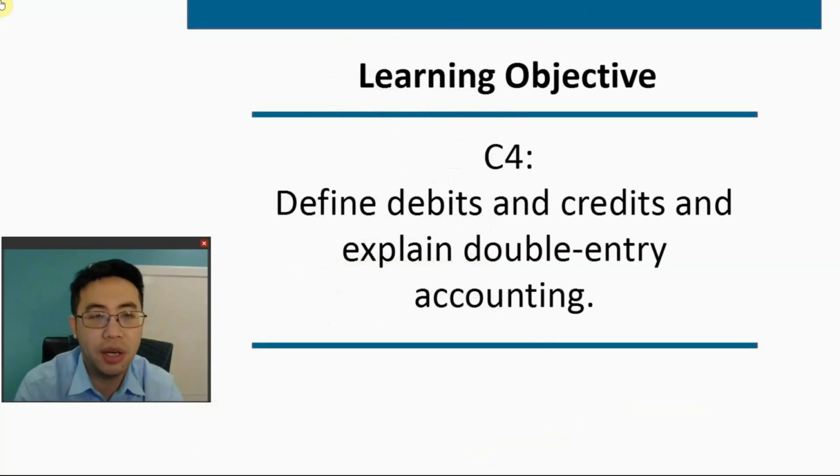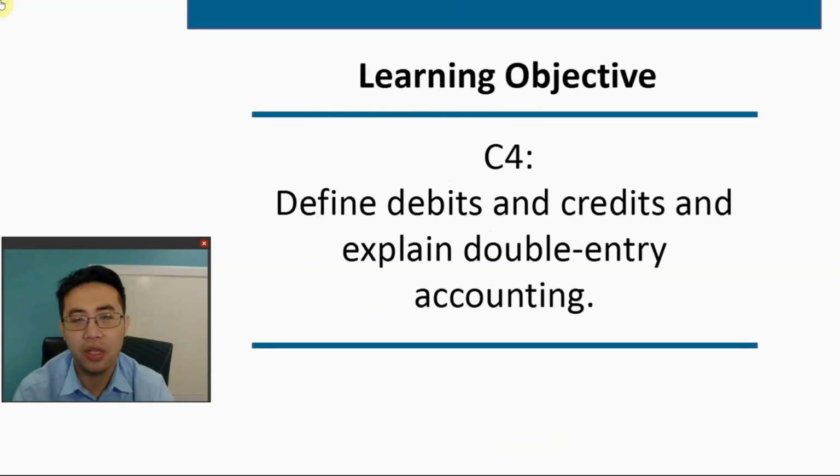All right, our next subject is to define debits and credits and explain double entry accounting. As I said earlier, double entry accounting is a big, innovative accounting practice that changed the entire modern history of business. Under the double entry accounting system, we have a debit and we have a credit. For each activity that occurs, there is always a debit, a negative record, and a credit, which is a positive record.